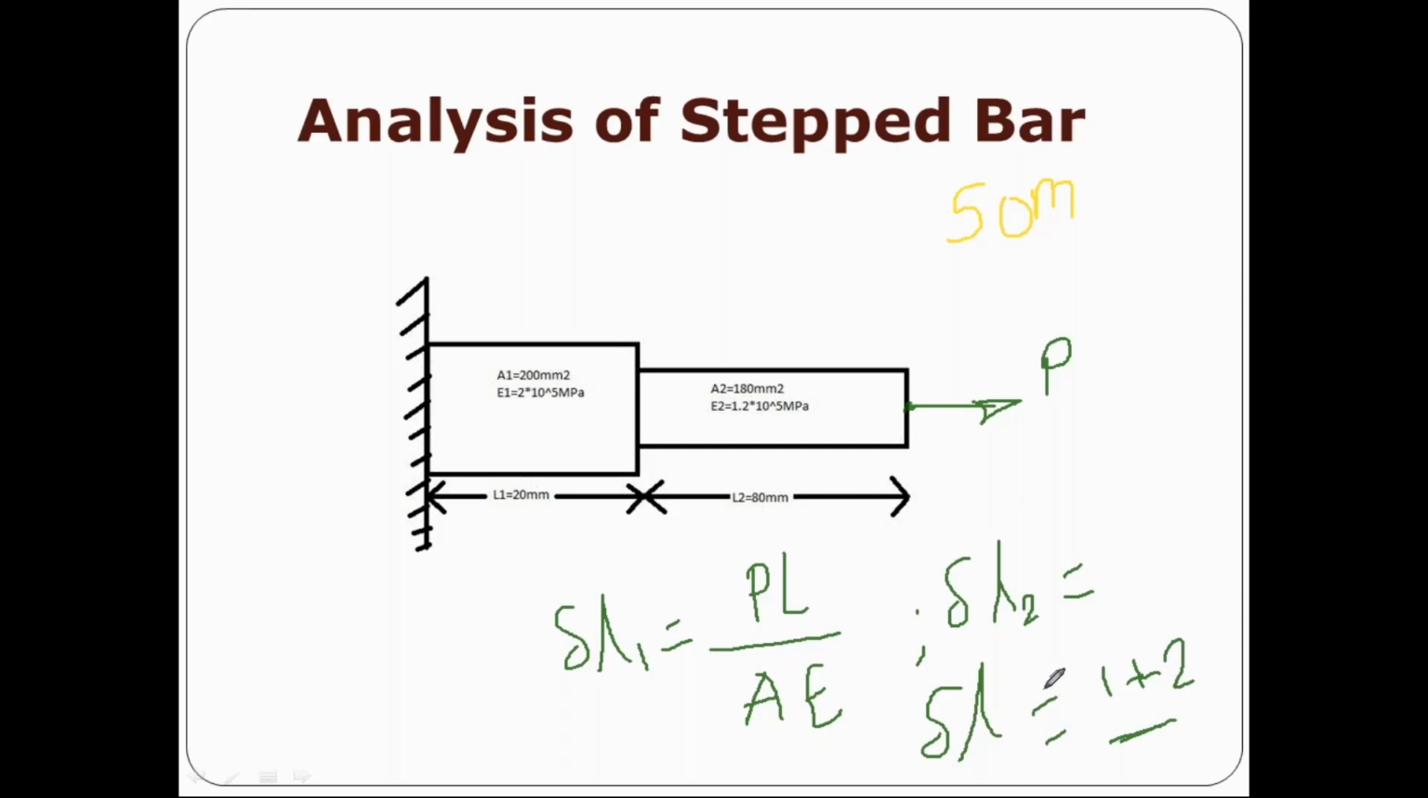You can also calculate how much stress is developed in these two bars. How much stress is developed, that is sigma. The stresses developed, you can also calculate the reactions. So these things you can already calculate in SOM. So now we are going to learn how to calculate all these things in ANSYS.